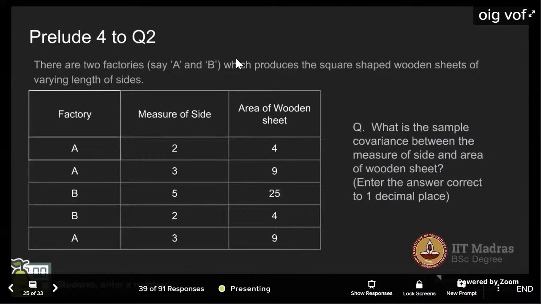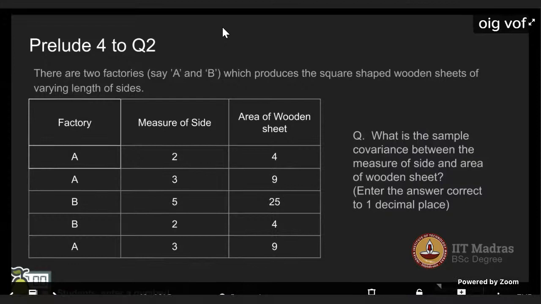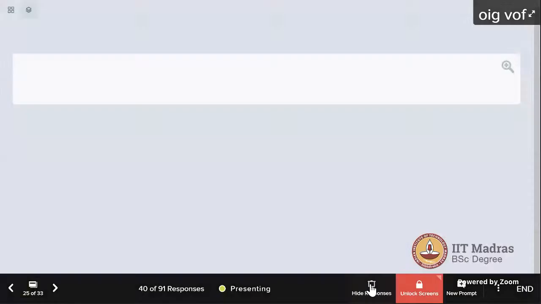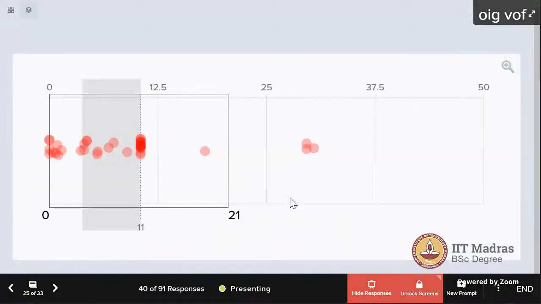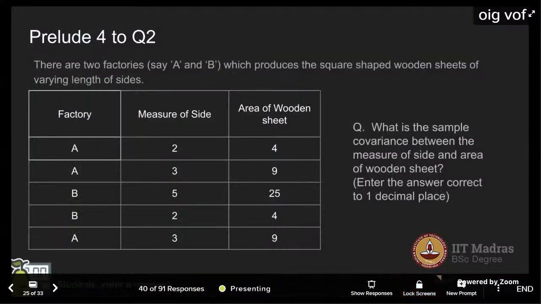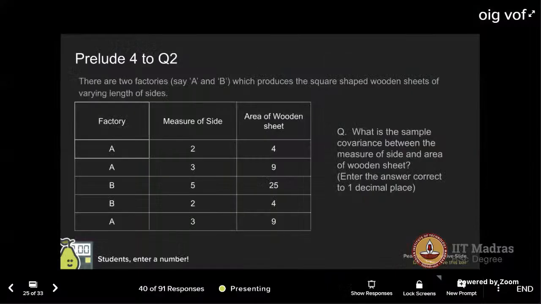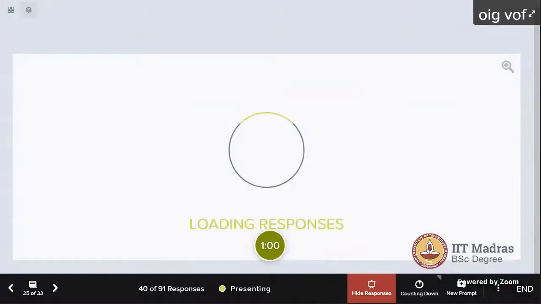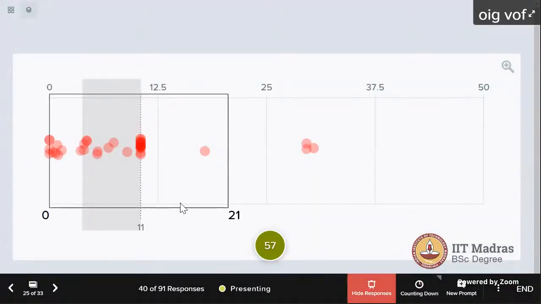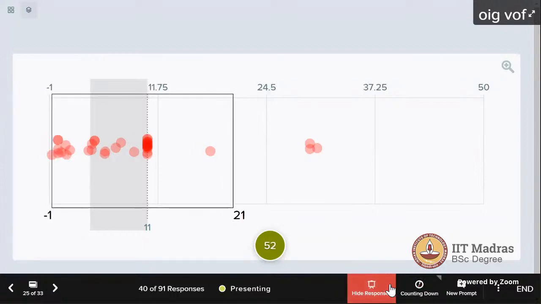You guys want more time or shall we move to solution? Move to solution. Is anyone in between calculation? Let me see your responses. Can we wait for 1 more minute, sir? Okay, go ahead, 1 more minute. I see a lot of variation in the answers. Mostly answered it close to 11.